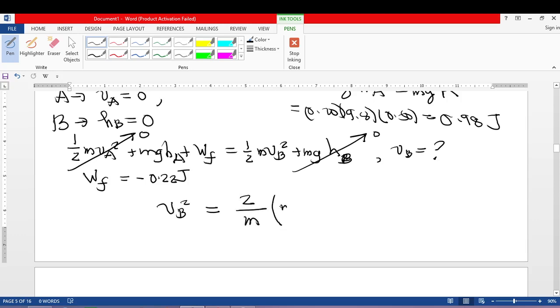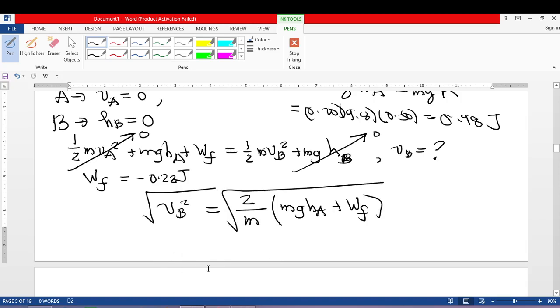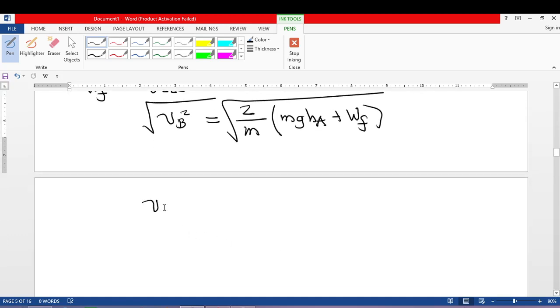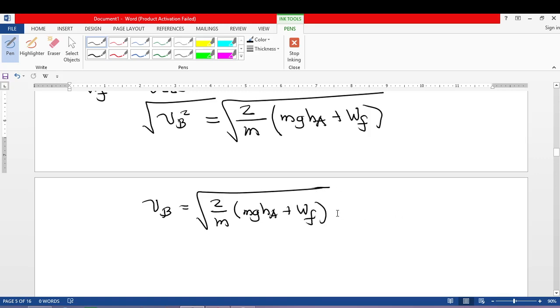Then we have here mgHA plus the work done by the friction, and taking the square root of both sides of the equation to get VB. So your VB is equal to the square root of 2 over m, then mgHA plus the work done by the friction. So then calculate VB. So what is VB?